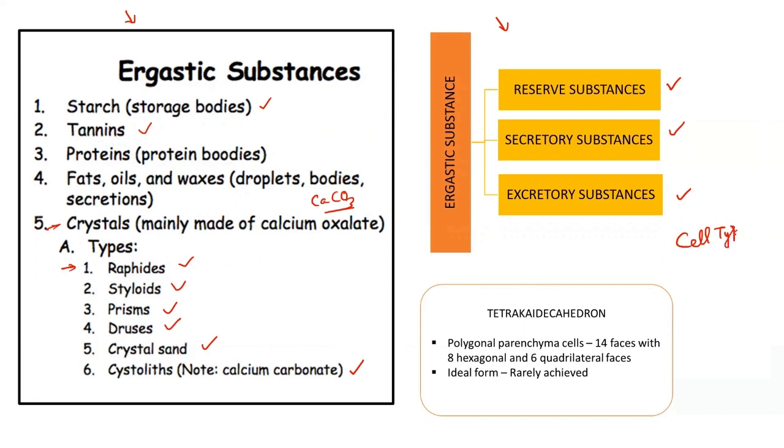Then you should be knowing about the cell types, that is the parenchyma cells, collenchyma cells, and the sclerenchyma. So types of tissues you also have to know, and then the tetrakaidecahedron, the ideal form of parenchyma cells, in which there are 14 faces, of which 8 are hexagonal and 6 are quadrilateral faces. So this kind of form is rarely achieved, but this is the ideal form of the parenchymatous cell. Okay, so you should be knowing this.